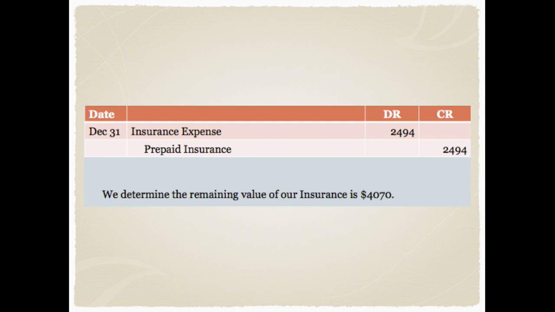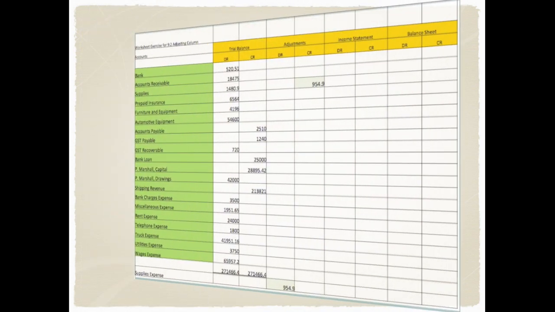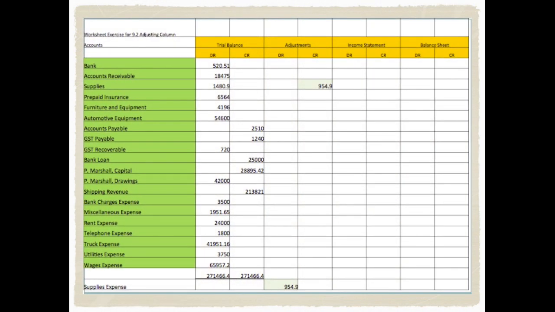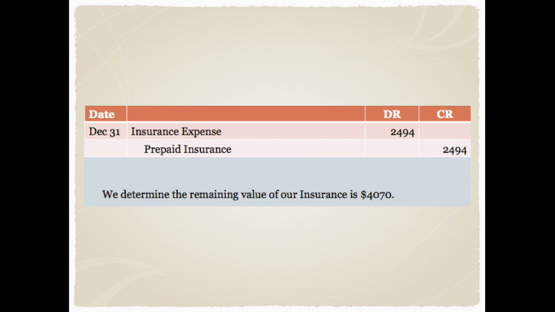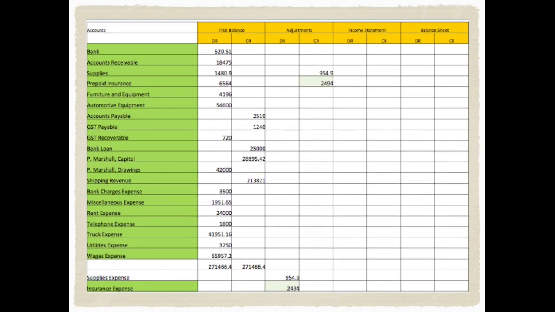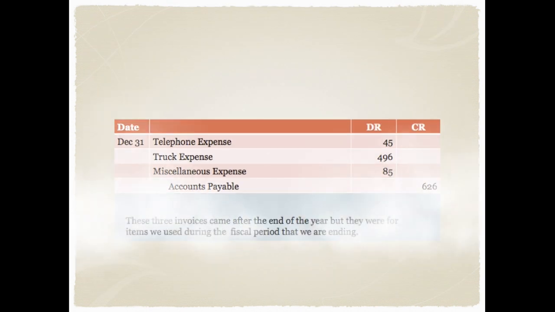All right. And then say we also have an insurance expense. So let's look at this. How much prepaid insurance do we have? We have $6,564 worth of prepaid insurance. So basically what happens is we used up $2,494 worth of insurance, so we have to debit that, and we have to credit the prepaid insurance because basically it was an asset and it went down. So we determined that the remaining value for insurance is $4,070. So let's go back to the adjustment column, and then we have to adjust how much we used up in prepaid insurance.